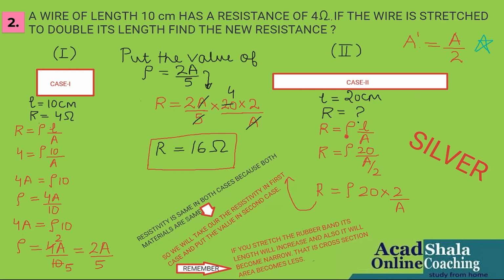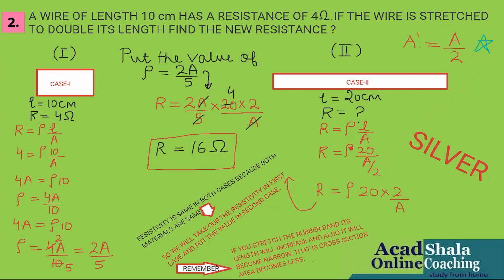After this, I know this, that is R is equal to rho L upon A. And then I have put up R is equal to rho, that is length, that is 20, I have written the value 20 upon A upon 2. Because I told you just now taking an example. So in the second case, area will be A upon 2. So this A upon 2, I will put in place of this area.